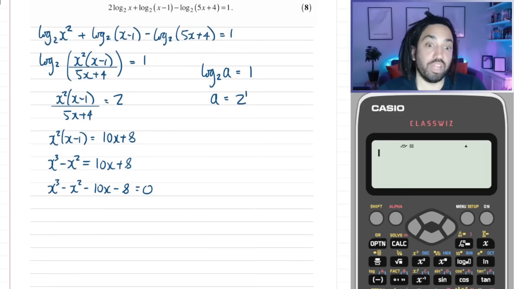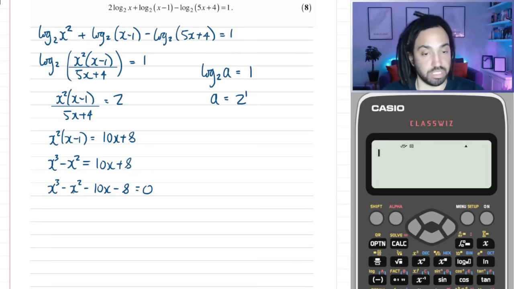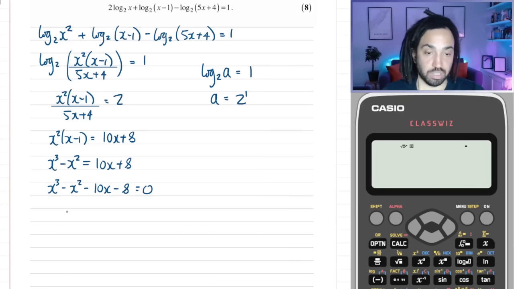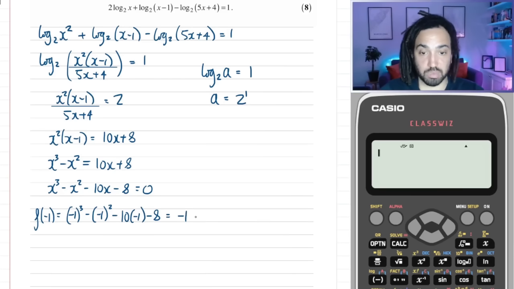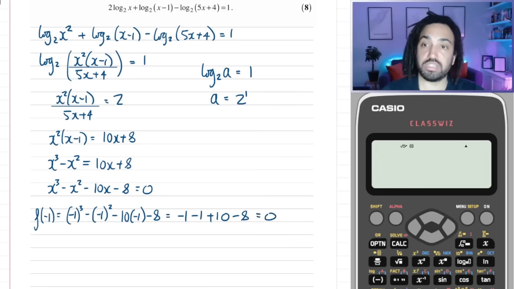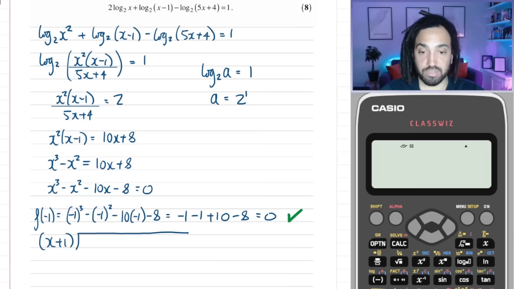We'll try 1 first. Does 1 work? That would be 1 minus 1 is 0, then minus 10 minus 8. So that doesn't work. But let's try if we sub in f of minus 1. Then we get minus 1 cubed minus minus 1 squared minus 10 times minus 1 minus 8, which is the same as minus 1 minus 1 plus 10 minus 8, which equals 0. So that's good, that works. And that means that, by the factor theorem, x plus 1 is a factor, which means we can divide our polynomial by x plus 1.